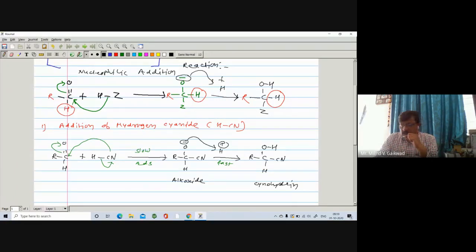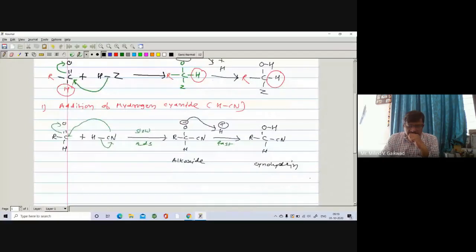Cyanohydrin. So you are getting the corresponding cyanohydrin. You can say the cyanohydrin of an aldehyde, or the cyanohydrin of a ketone. So this is the mechanism of this reaction. From this mechanism, we have seen that the first step is the slow step.